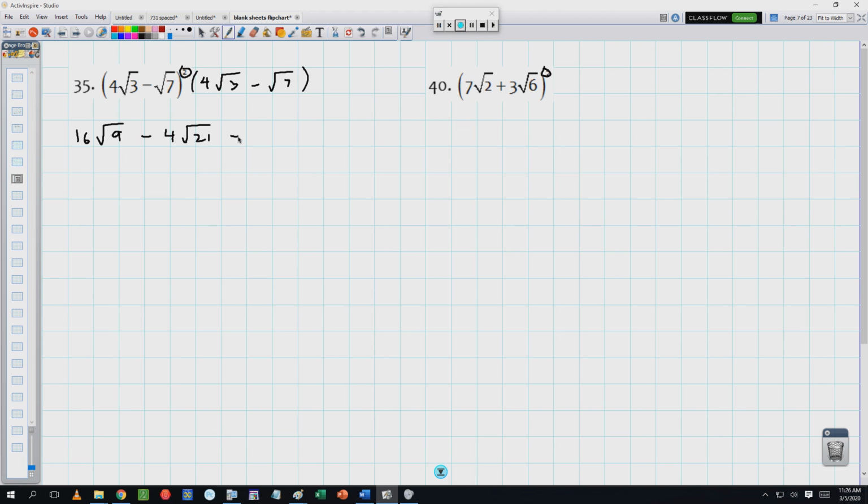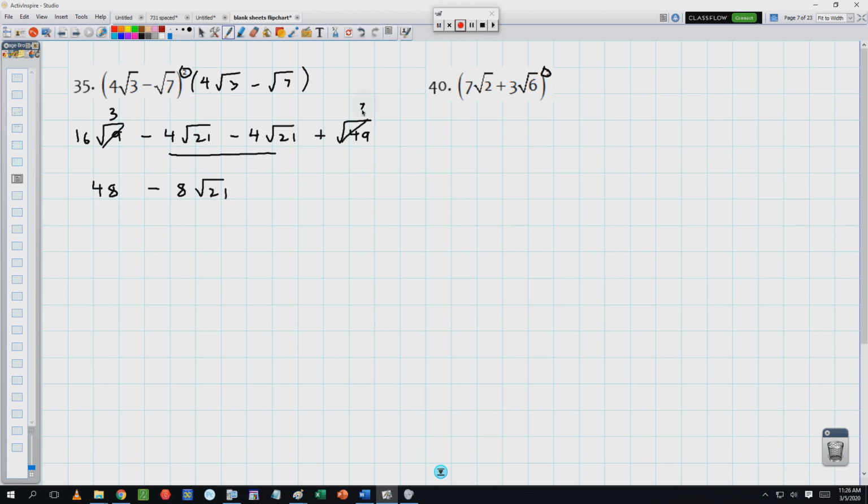Second times first will be another negative 4 square root 21. And then the second times the second will be positive because they're both negative, so that makes it positive, square root of 49. The square root of 9 is 3. 16 and 3 make a 48. A negative 4 radical 21 and another negative 4 radical 21 will make minus 8 radical 21.